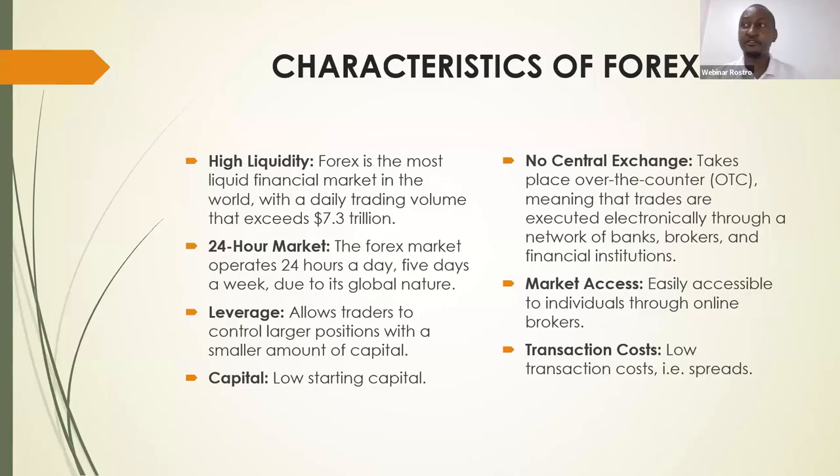Some of the characteristics of the Forex market, I know maybe some of you can tell them, but I have already displayed them there for you. It's a highly liquid market. Remember, we are talking about more than $7.3 trillion traded on a daily basis. So that tells you that the market is quite highly volatile, or there is high liquidity. This is a 24-hour market, 5 days a week, so we trade from Monday to Friday. Over the weekend, the market is closed.